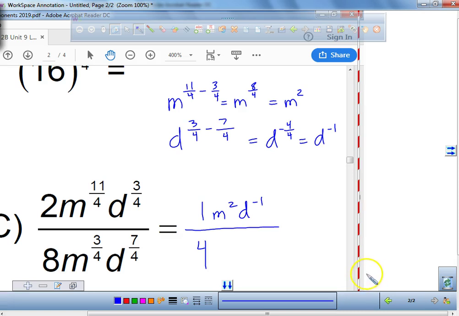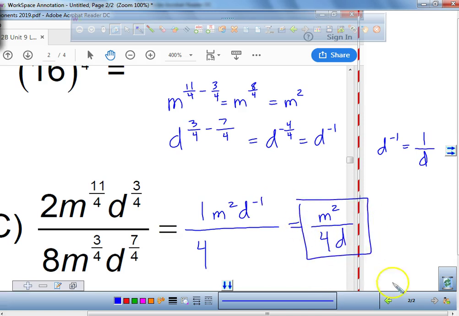Now that's not my final answer. For my final answer, I don't have to put a 1 there, because it's automatically assumed that there's a 1 there. But I am going to leave the n squared exactly where it is. I'm going to leave the 4 exactly where it is. But this d to the negative 1 equals 1 over d. So to make that negative exponent positive, I have to shift it down in the denominator. So that's your final simplified answer. I want you guys to understand that this right here is not wrong, but this is the final answer that's completely simplified.